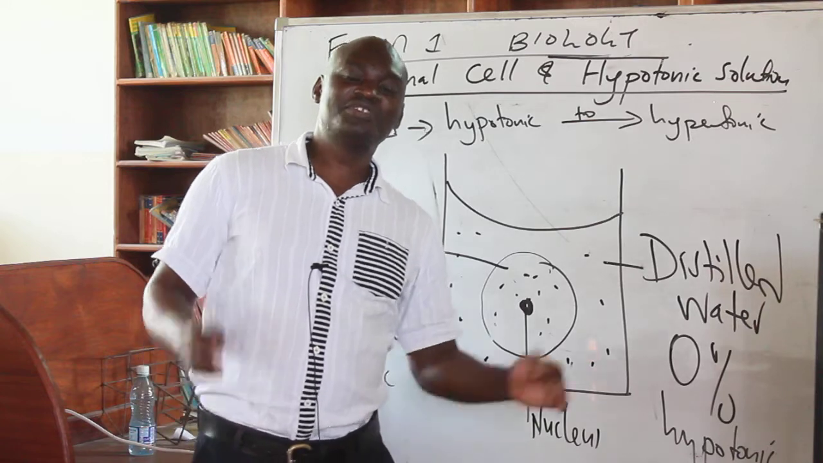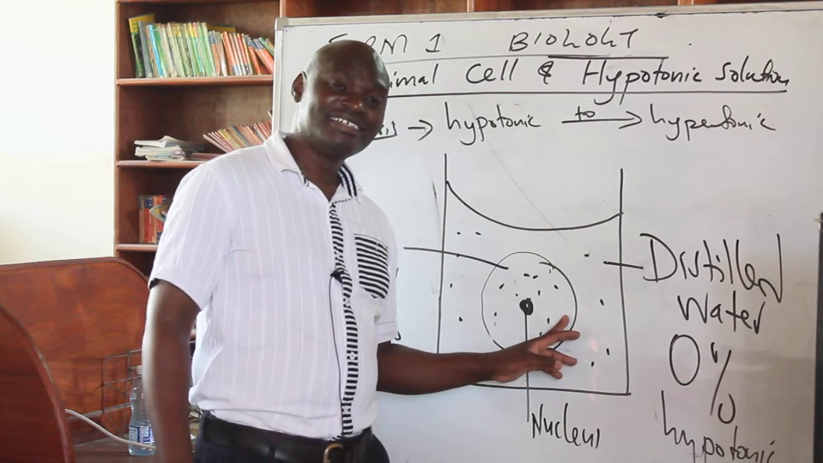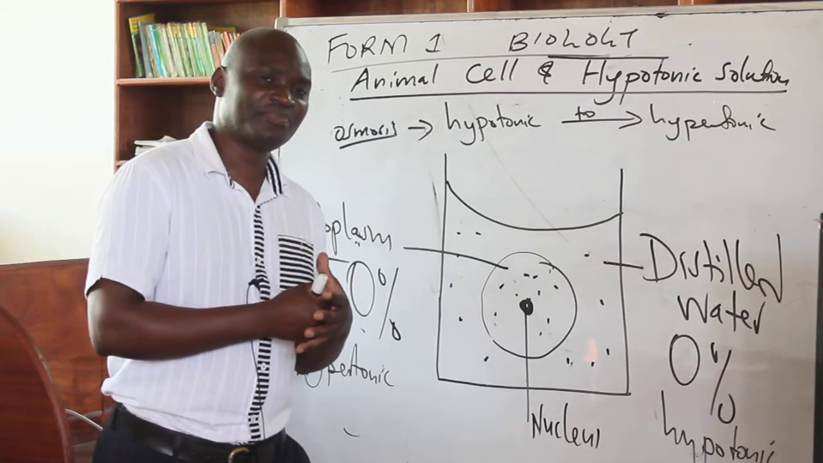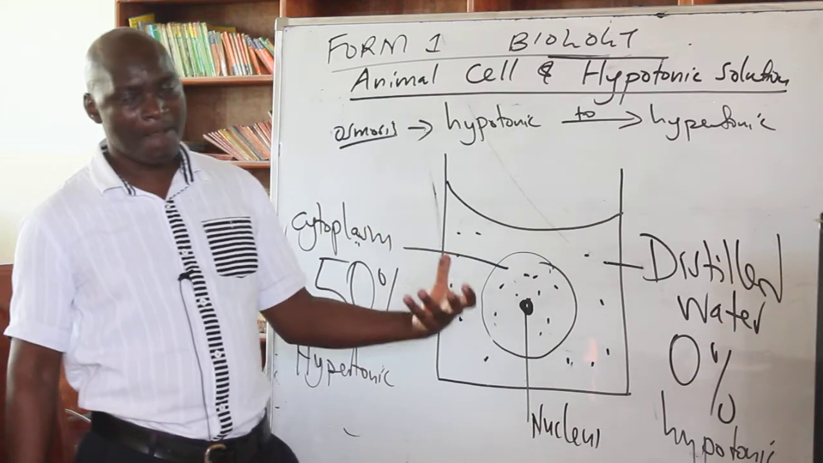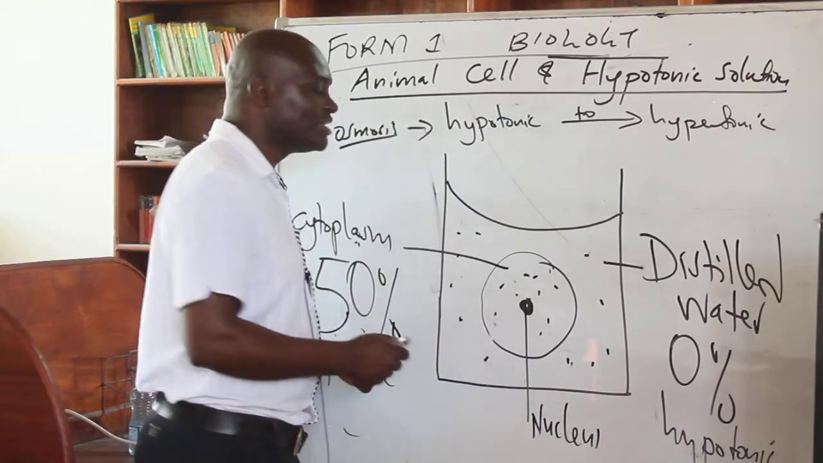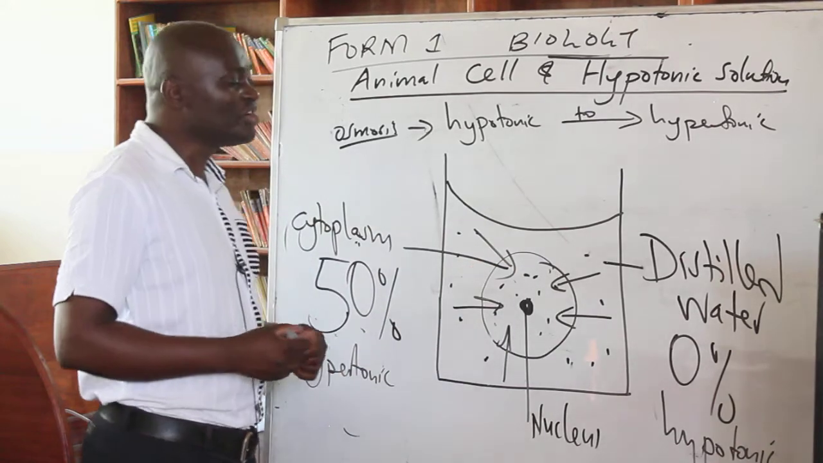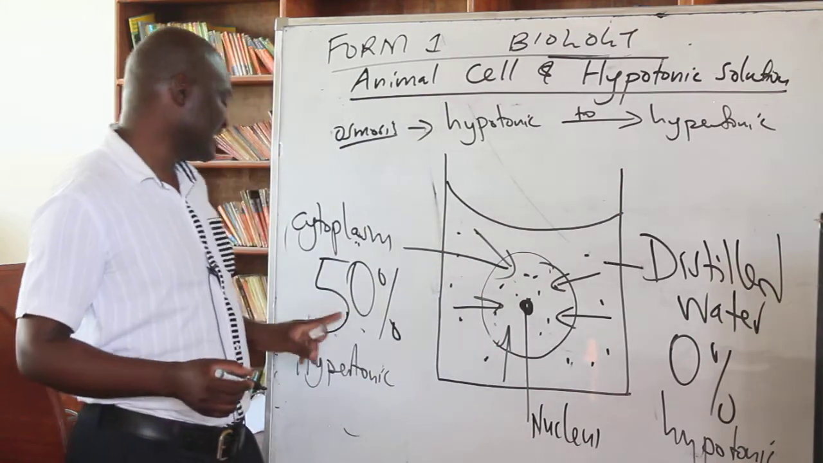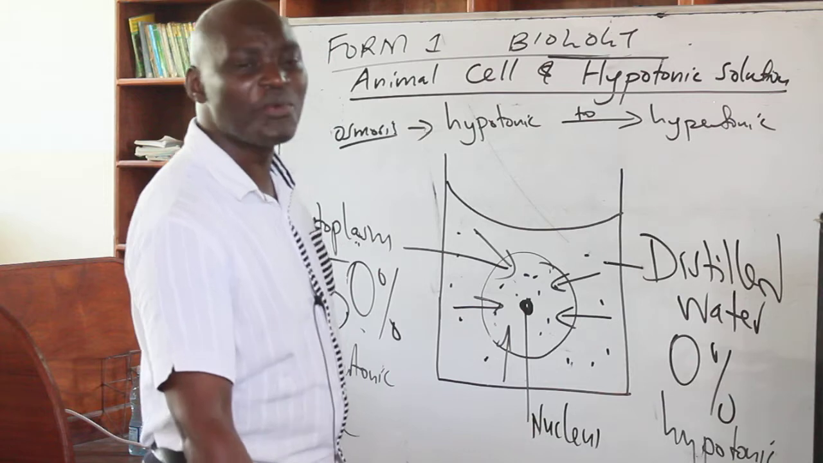And therefore, if two solutions of different concentrations are separated by a cell membrane, then the one which is hypertonic will develop a suction pressure which will suck in water from the one which is of low concentration. So water will move by osmosis from the hypotonic solution into the hypertonic solution. Water molecules will move by osmosis from a region of low concentration, which is the distilled water, into a region of higher concentration, which is the cytoplasm, through the semi-permeable membrane. So osmosis will occur.